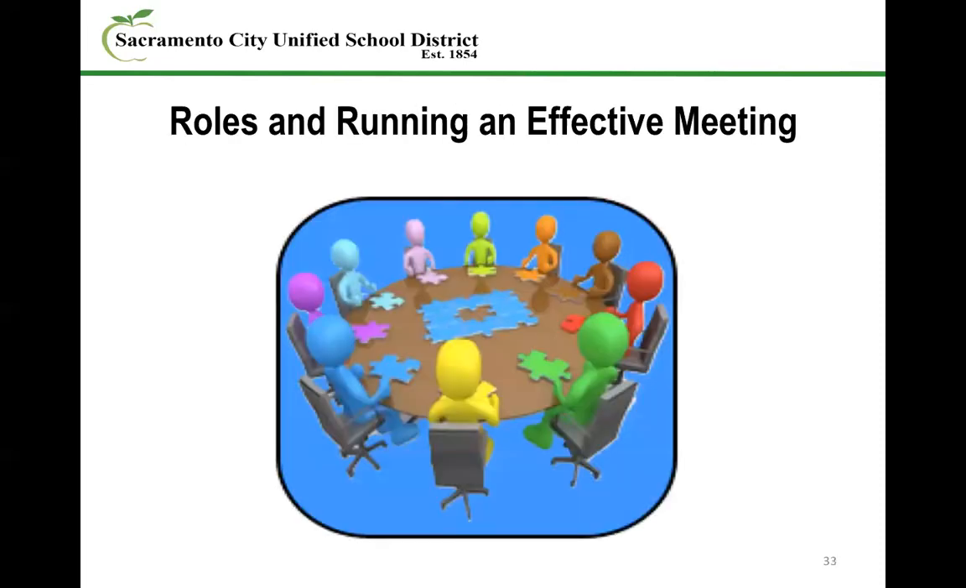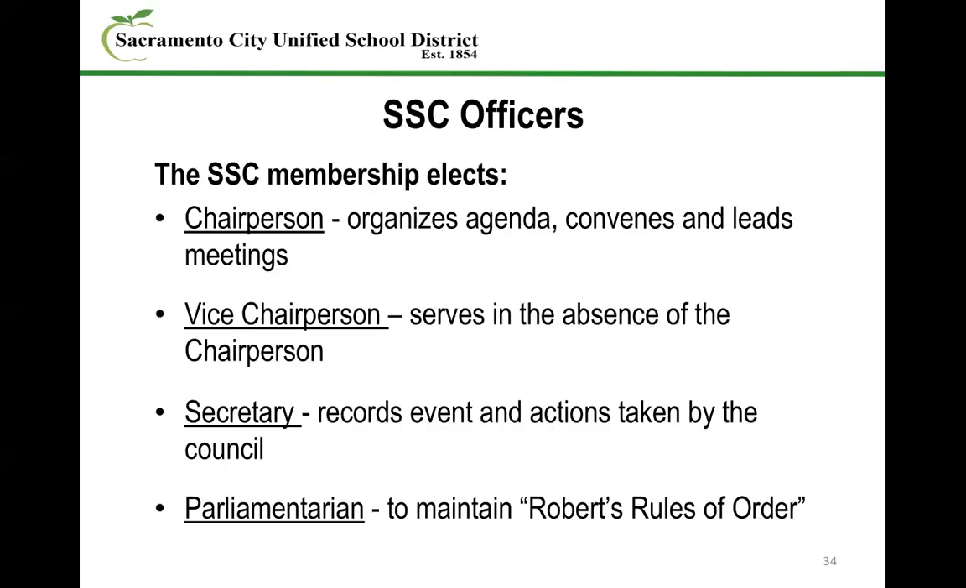Rules in running an effective meeting. Once you have your school site council in place, the council itself must choose a chairperson who organizes the agenda, convenes, and leads the meetings, a vice chair who serves in the absence of the chairperson, a secretary who records the events and actions taken by the council.